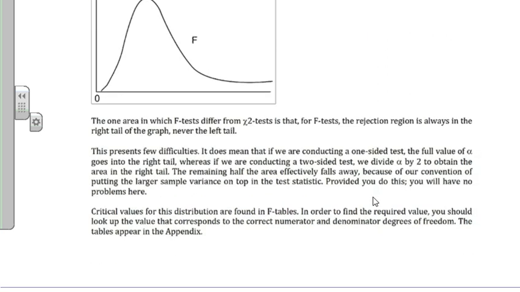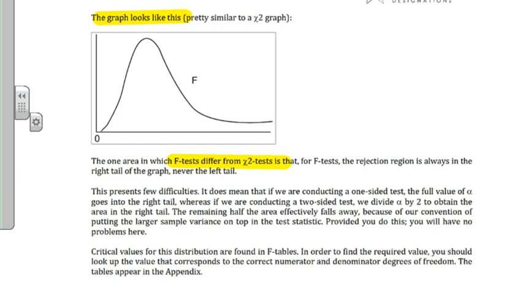The one area in which F tests differ from chi-square is that the rejection region is always in the right hand tail, not the left hand tail. This does present a few difficulties. If we are conducting a one-sided test, the full value will go into the right hand tail as opposed to being able to work with two tails. If it is a two-sided test, we would take what we call the level of significance and divide that by 2. Don't stress now, guys. We'll see more about level of significance and things like that in learning modules 5 and 6.